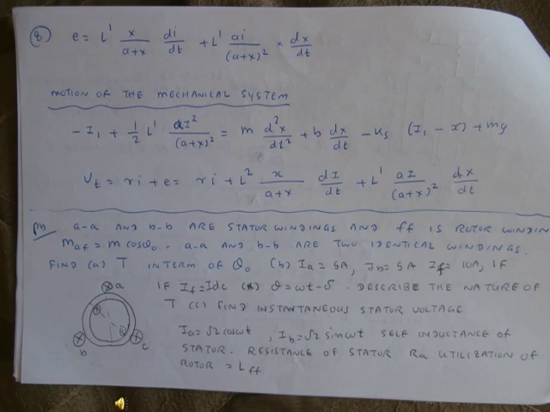The problem is given. AA and BB are the stator windings, and FF is the rotor winding. Now, M AF equals M cos theta 0, and AA and BB are two identical windings. Find the torque in terms of theta 0. IA equals 5 ampere, IB equals 5 ampere, IF equals 10 ampere. If IF equals IDC and theta equals omega t minus delta, describe the nature of the torque. C, find the instantaneous stator voltage. In this case, IA is equal to root 2 cos omega t, IB equal to root 2 sin omega t, and say the inductance of the stator.